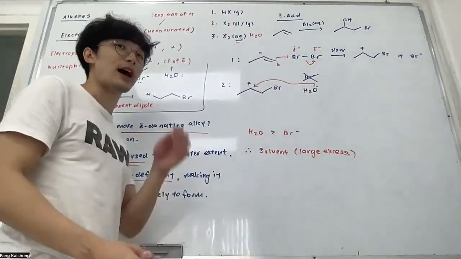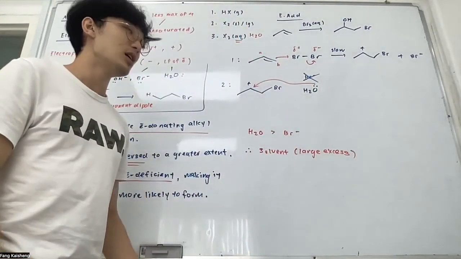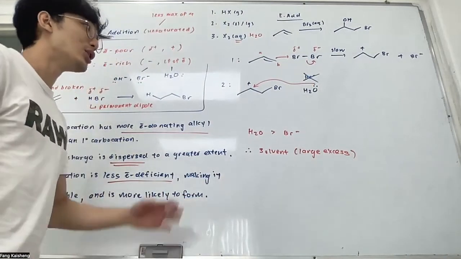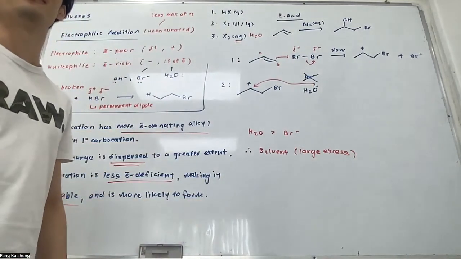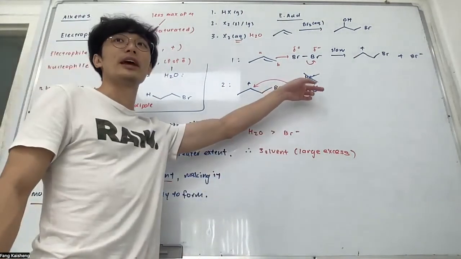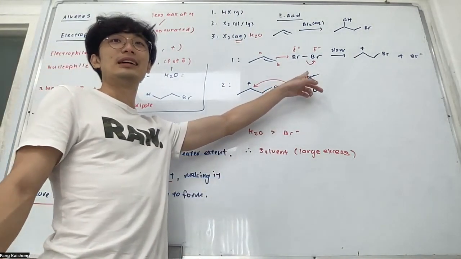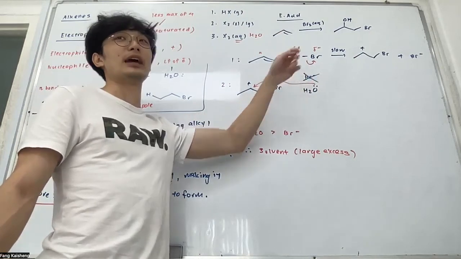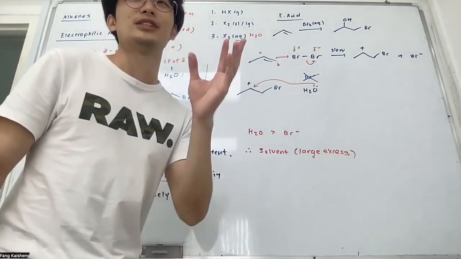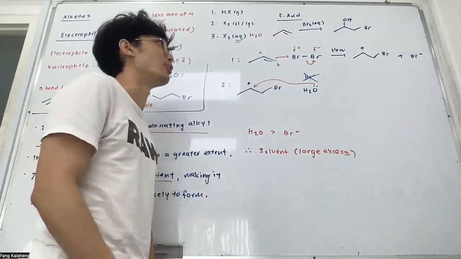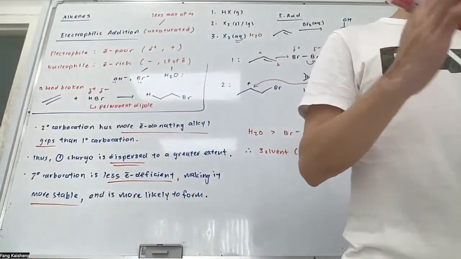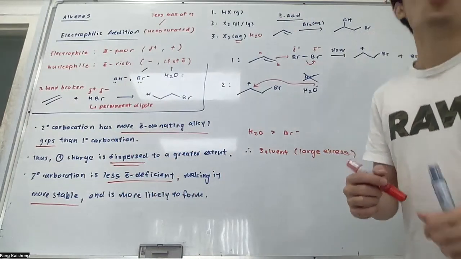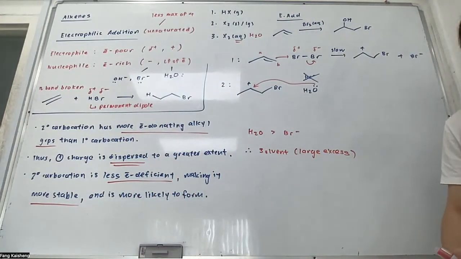Again, I'm only concerned with the higher chance of reacting. So just by looking at this, you will notice that I will react with water instead. Guys, does it mean Br minus cannot attack at all? No, it's just a very small chance, but you can still get the product. And I want you guys to learn one important thing from this question. One arrow, one action. Okay?